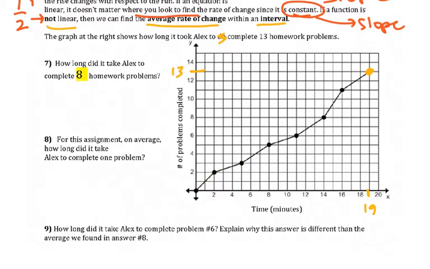And as you know from your own personal experience, that's true. It says, how long did it take Alex to complete 8 homework problems? So if we just look at the first 8, make sure you're on the 8 problems on the y-axis, and let's follow that over. How many minutes did that take? That took 14 minutes.